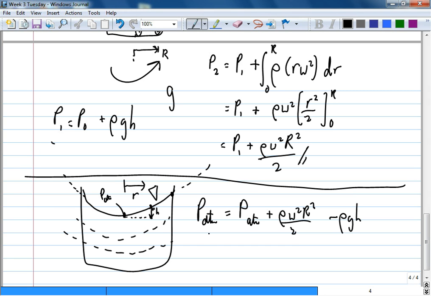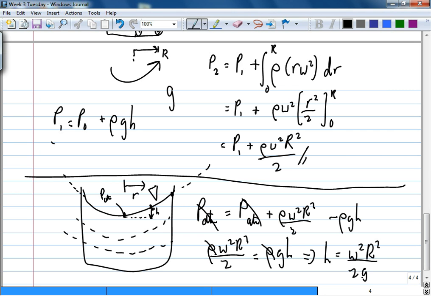In that case, rho omega squared r squared on 2 is equal to rho g H. Rho cancels, so I get H is equal to omega squared r squared on 2g. This equation basically tells me the difference in height between the center and the edge, wherever I am.